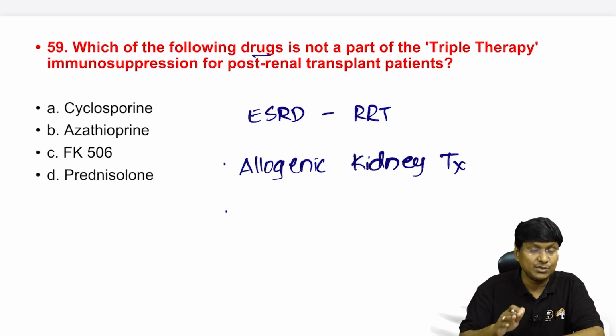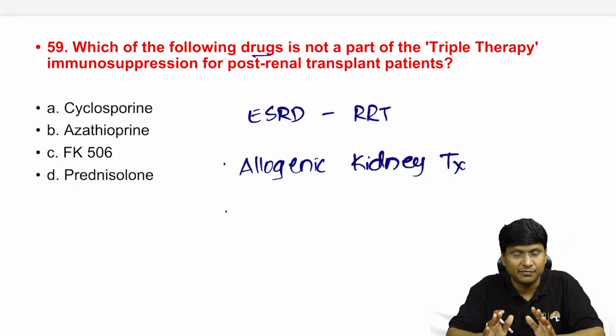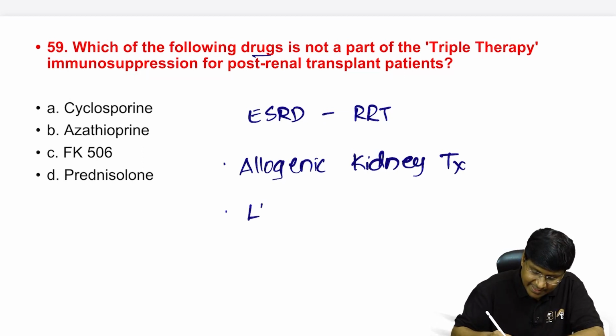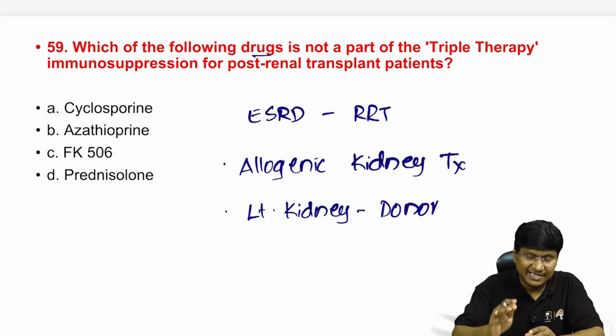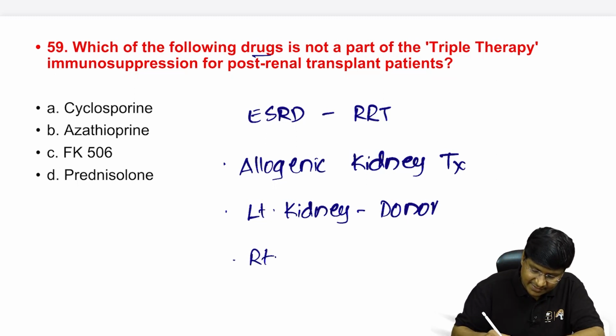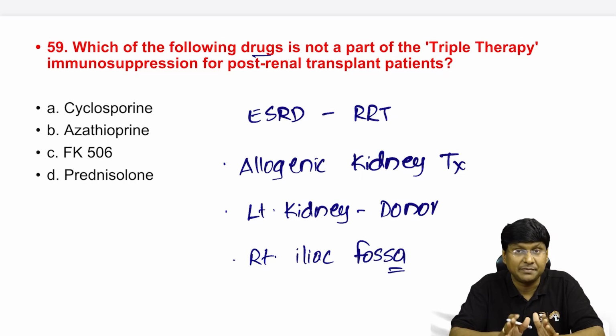And this allogenic kidney transplantation is the one where the kidney is taken from a first degree relative. And which particular kidney of the donor has to be taken? It is the left kidney of the donor that has to be taken, and that has to be placed in the right iliac fossa. That is very, very important.